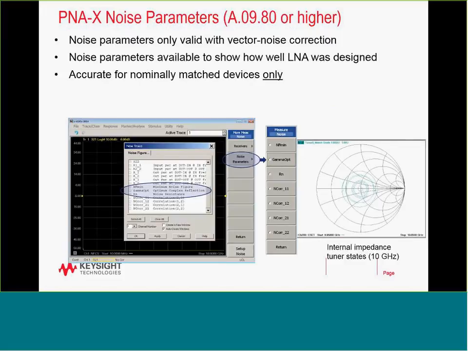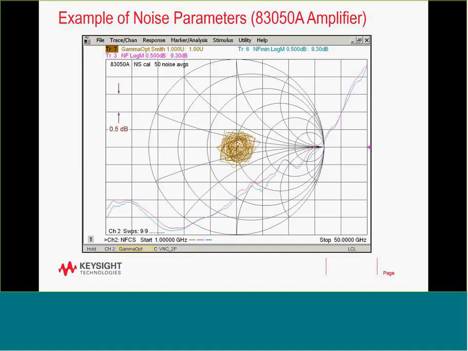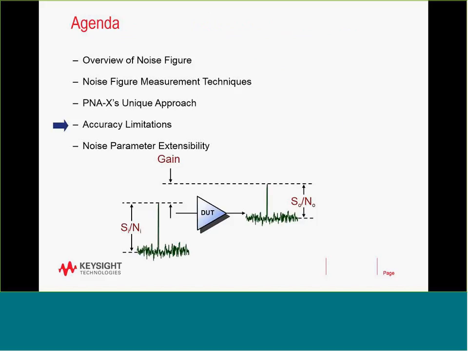Noise parameters are also available, where we can plot gamma opt over a small region, and that region is really only over the source pull region of the ECal when we're doing vector. If you want general purpose noise parameter solutions over the full Smith chart, then using Maury techniques would be the best way, and I'll do that in a second. There's an example of doing a small load pull on noise figure. Let me talk a little bit about accuracy limitations.